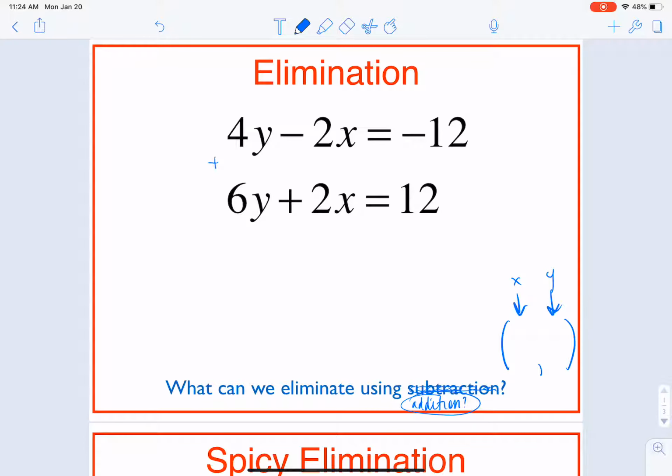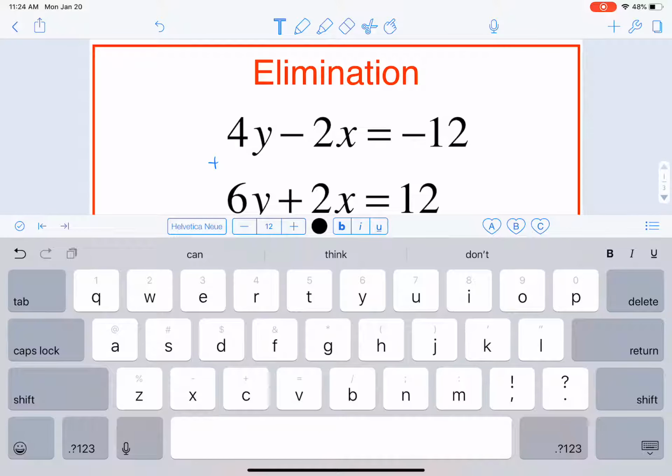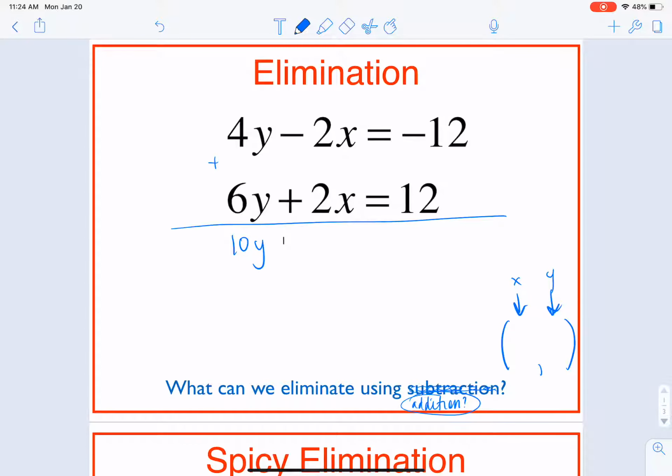So if I went ahead and I added these two equations together, 4y plus 6y, I would end up with 10y. Negative 2x plus 2x, that's going to give me 0. Negative 12 plus 12 is going to give me 0. So I'm ending up with 10y is equal to 0. So I can divide both sides by 10, and I end up getting that y is equal to 0. So there is the y coordinate for my equation.